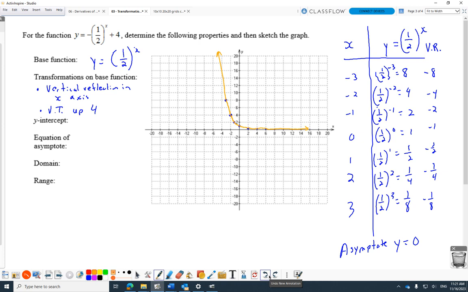Up 4. And some of this is really scary in this chapter. These aren't. -4, 0, 2, 3, -0.5 plus 4. 3.5.